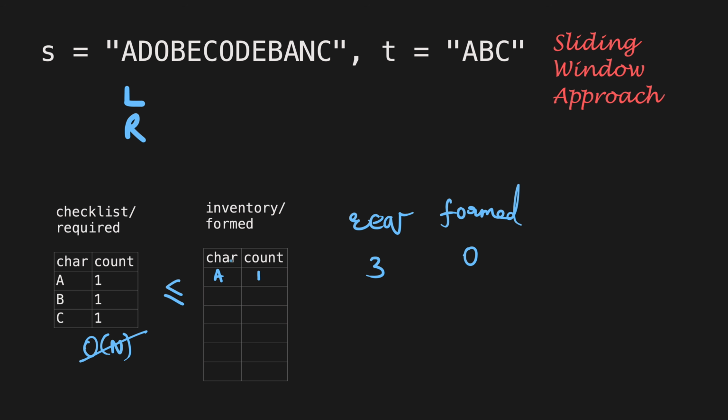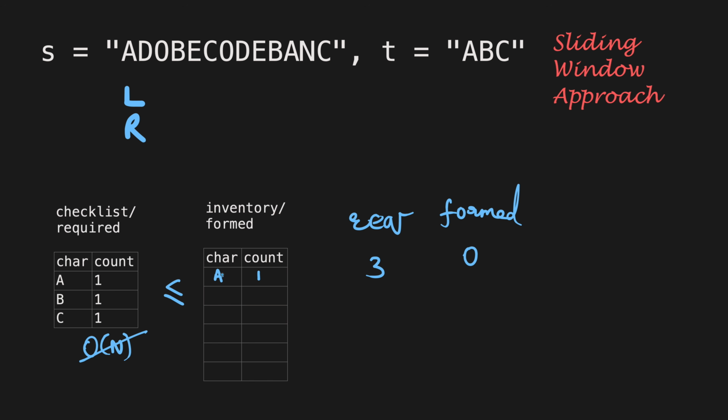And now the logic is, every time we add a character to the window's inventory, we check if its count is sufficient for our checklist. If it is, we have just fulfilled the requirement for that specific character. So we increment the formed count.